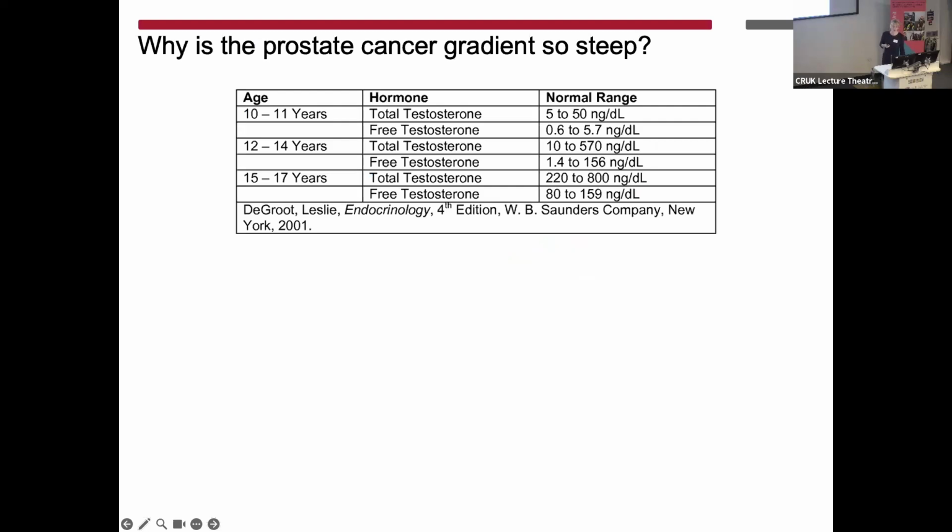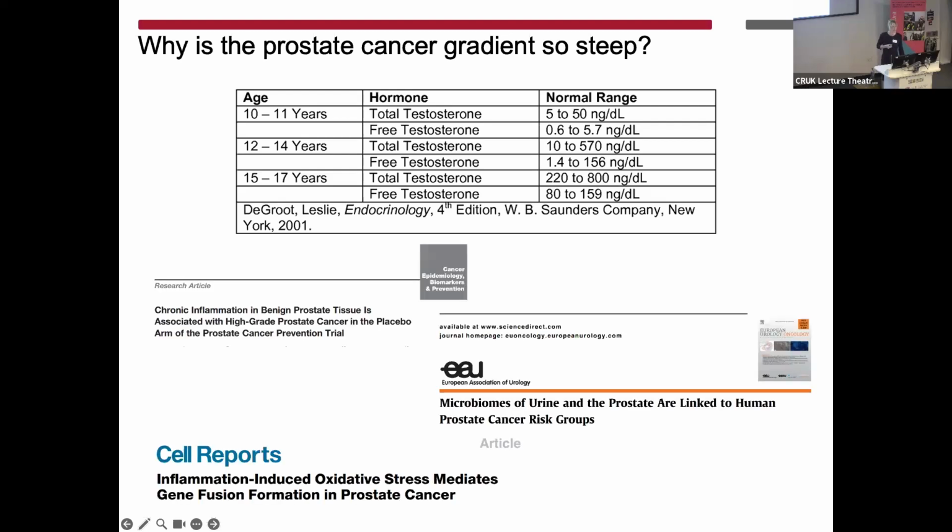So you will all be well aware that puberty brings a massive 20-fold surge in testosterone. And prostate cancer cells are directly driven by testosterone in terms of proliferation and growth. And I prescribe androgen deprivation therapy extremely commonly. And resistance to androgen deprivation therapy is often driven by massive amplification of the androgen receptor. So testosterone signaling is a very important part of prostate cancer carcinogenesis. But it may be that there's other factors involved in that steep gradient.